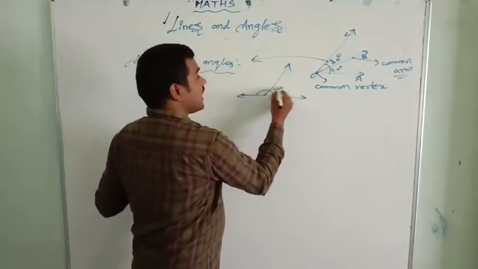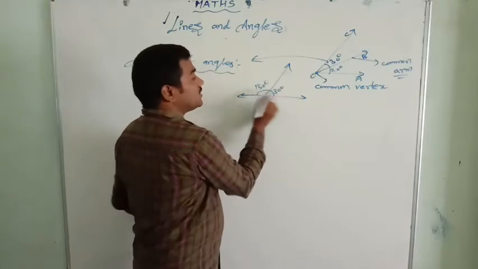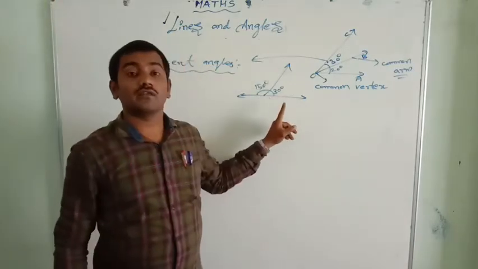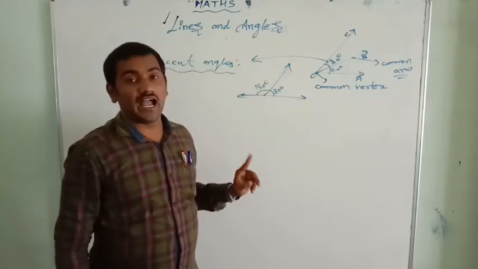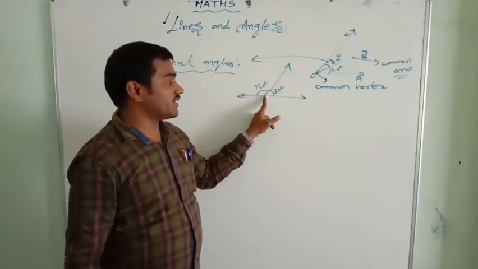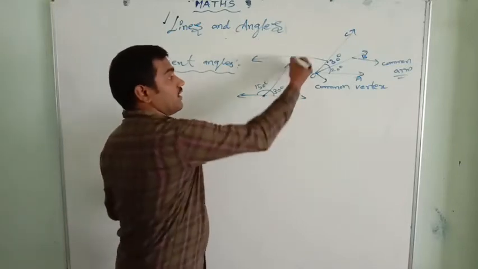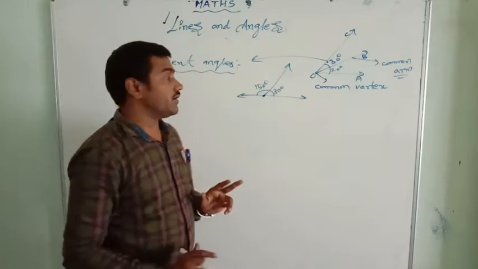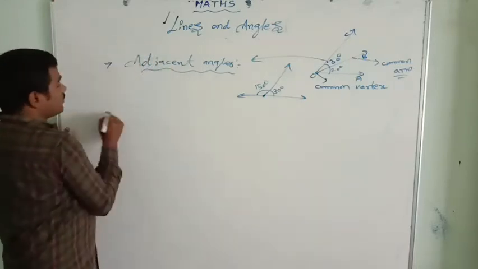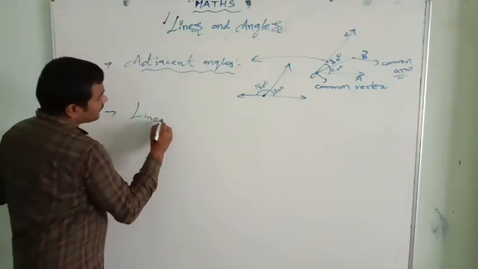Here 30 degrees and 150 degrees. These two angles are known as what? Adjacent angles. These two angles have a common vertex here and a common arm here, so they are known as adjacent angles. Remember. Now next we have to learn about linear pair angles.